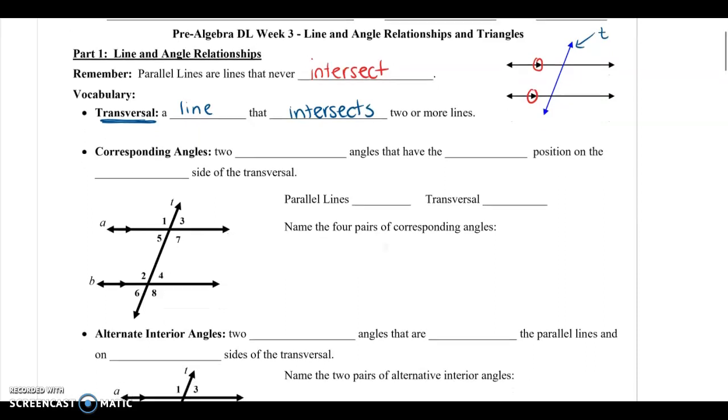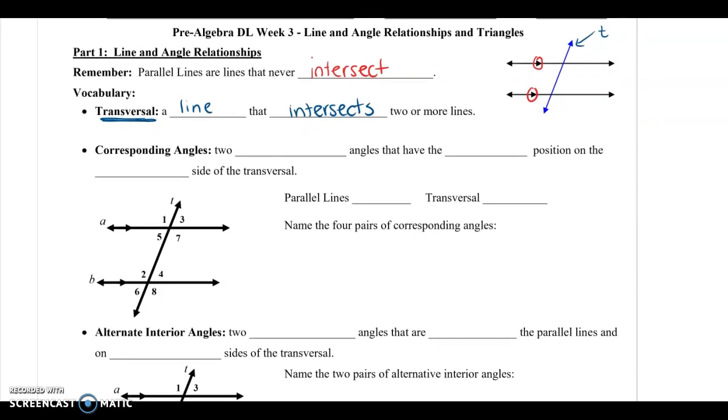Corresponding angles are two congruent angles that have the same position on the same side of the transversal. And that symbol that I wrote there is the congruent symbol, just as a little reminder. Congruent means they're the same measurement. So my parallel lines are A parallel to B, and the transversal is T in this picture. Name 4 pairs of corresponding angles.